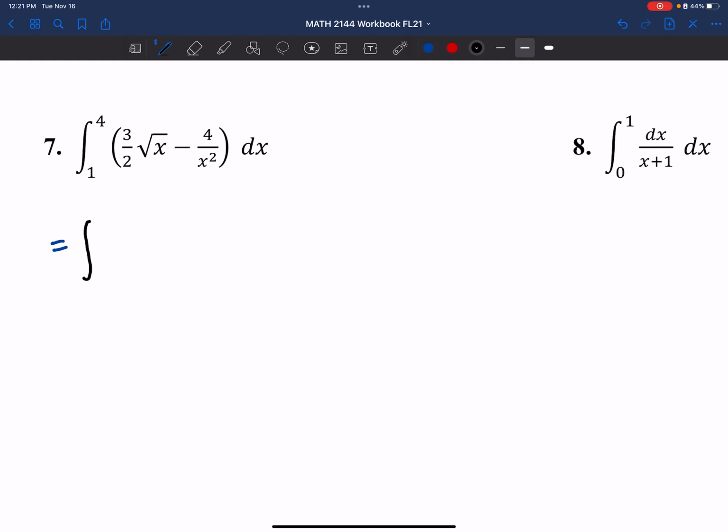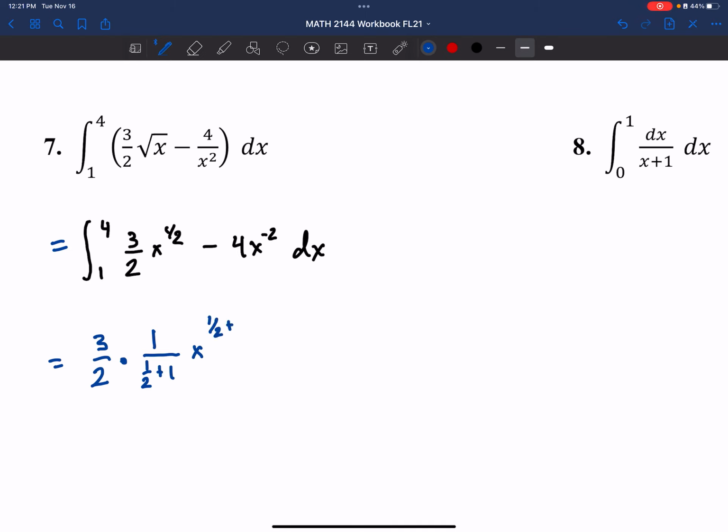If you're not sure, especially when it comes to square roots and negative powers, it might be worthwhile to write 3/2 x to the 1/2 minus 4x to the minus 2 dx. Just rewrite it using powers, so that when you take the antiderivative, 3/2, you multiply that by 1 over 1/2 plus 1, x to the 1/2 plus 1. Remember, it's the antiderivative, so instead of subtracting 1, we're going to add 1.